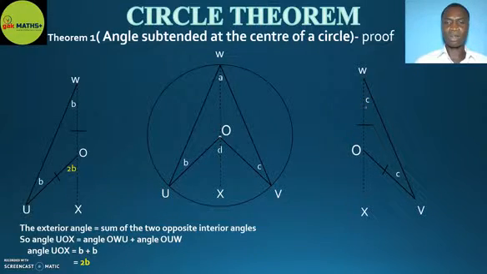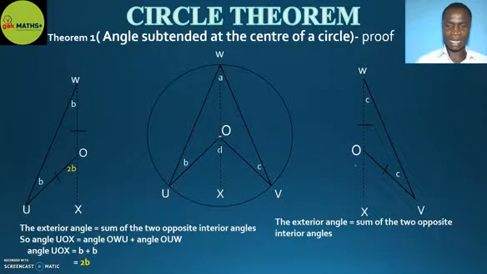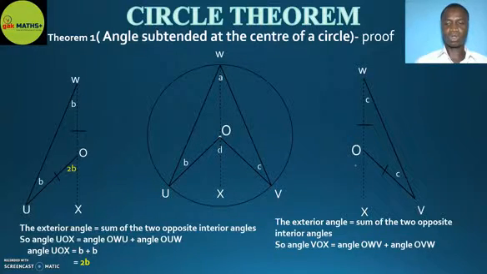Again, falling on the relationship between the interior angles of a triangle and its opposite exterior angle, we can say that angle VOX is equal to angle OWV plus angle OVW. So this gives us C plus C, which is equal to 2C. Now let's put these two triangles back into the circle to see how our new relation will look like.